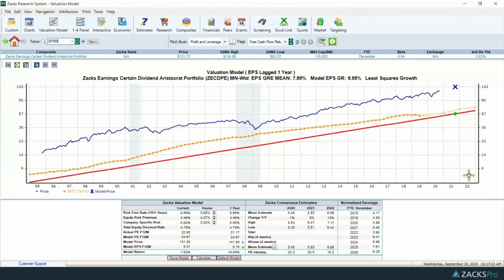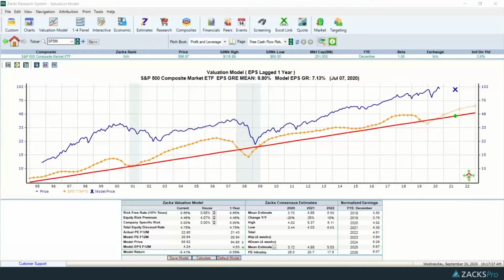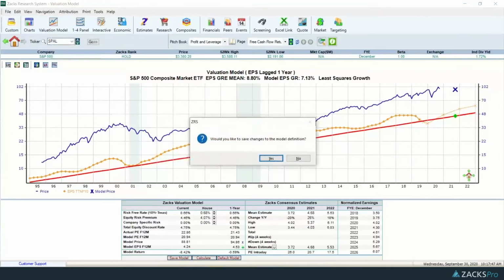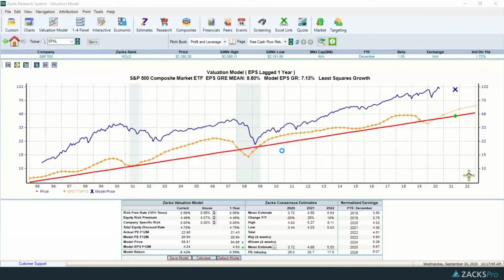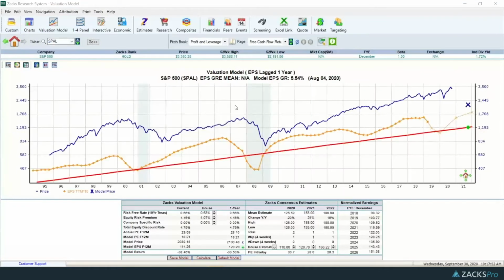If you were to compare that to the proxy for the S&P 500, the SP5M, you're looking at something much lower at about 7.13%. And if you were to look at it indexed, so the actual S&P 500, I think it would be much lower than that. So let's see what that is. It should be. Yeah, so it's only 5.58%.